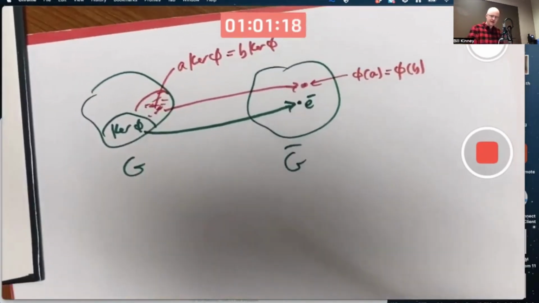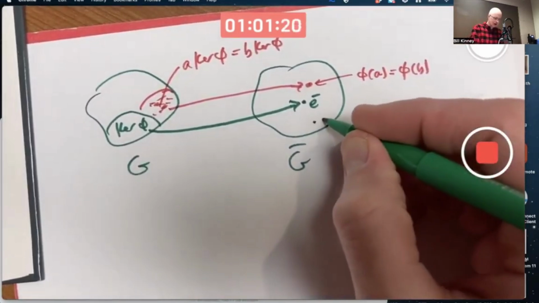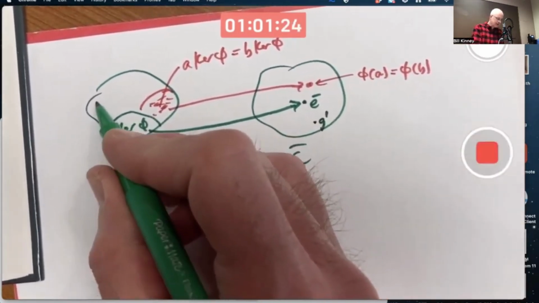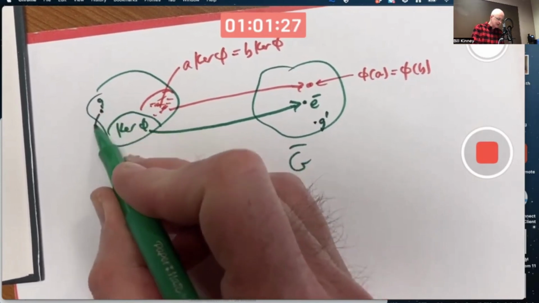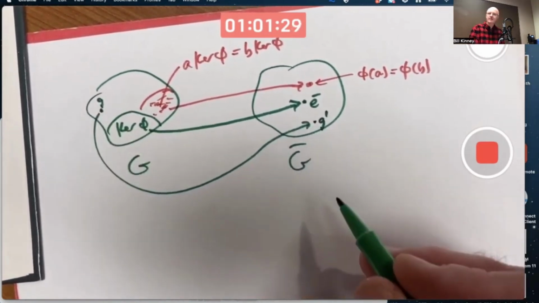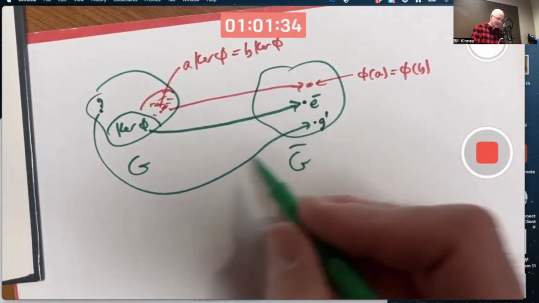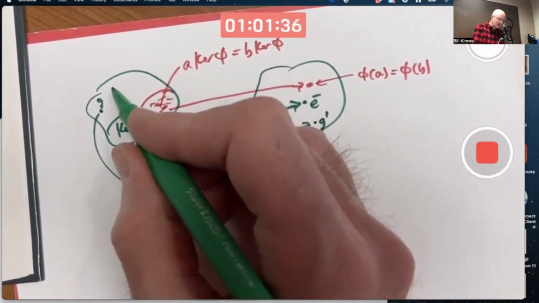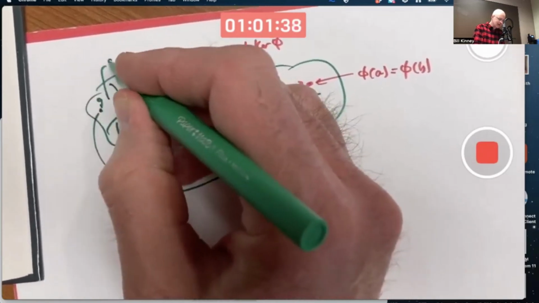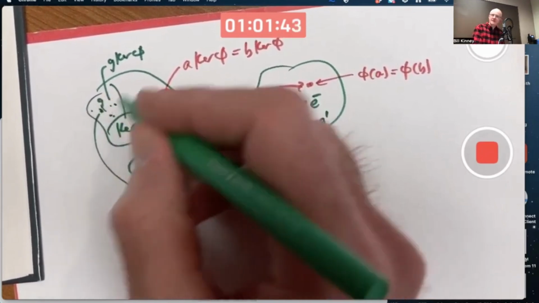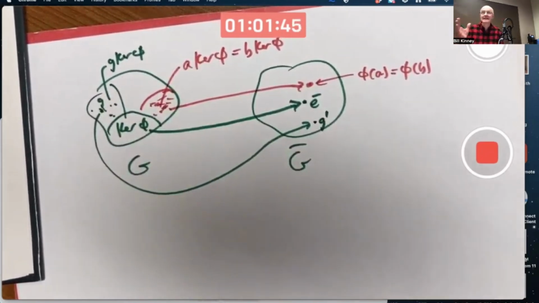Got an element over here. Okay, I'll call it g prime, where phi of g is g prime. So this g gets mapped to g prime there. The preimage of g prime, in other words, everything over here that maps to g prime, is that coset, g Ker phi. Everything in there maps to g prime. Again, essential. This is essential intuition for homomorphisms. You want to work at this still between now and Friday.